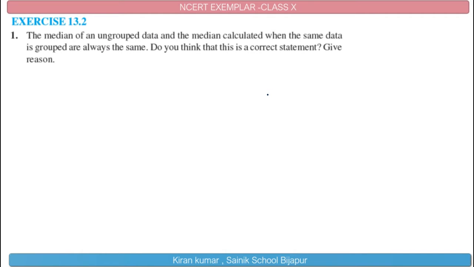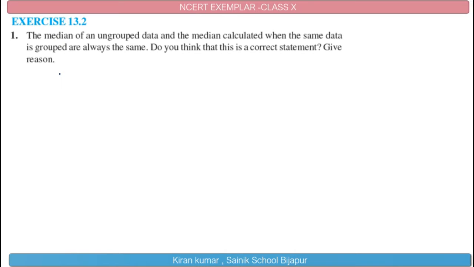The first question here is: the median of an ungrouped data and the median calculated when the same data is grouped are always the same. Do you think this is a correct statement? Give reason. We all know that the median of ungrouped data and the median calculated when grouped will differ. They will not be the same always. Sometimes they can be the same.